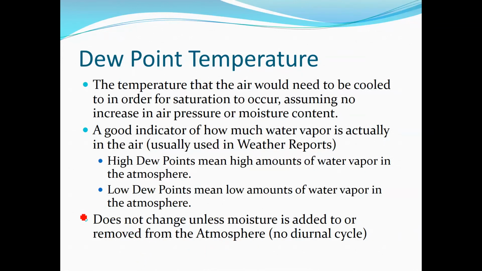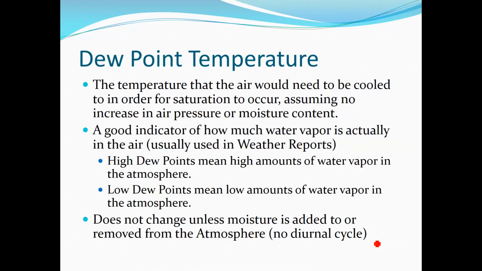Now, unlike relative humidity, this doesn't have a diurnal cycle. This doesn't vary throughout the day. Diurnal again means variation throughout the day. This doesn't cycle up and down throughout the day. It only changes when moisture is either added or taken away from the atmosphere. So there's no diurnal cycle. That makes it a good indicator of how much moisture is in the air because it has no variation.